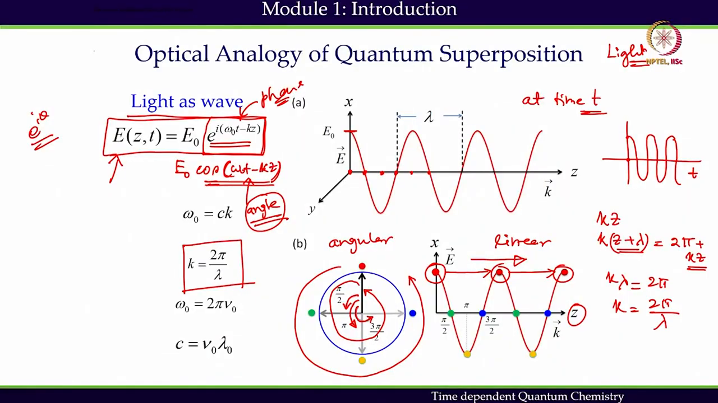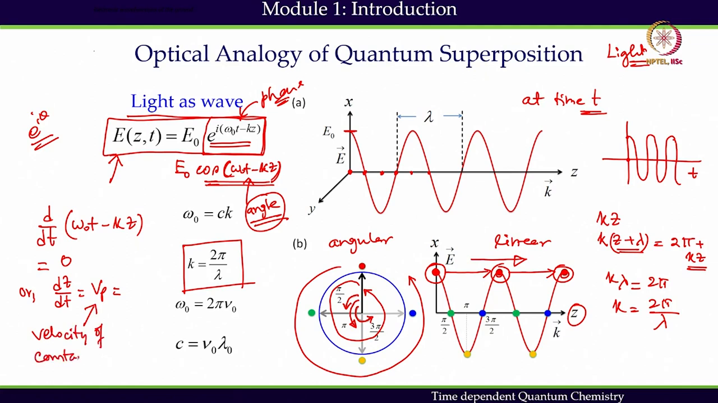In order to find out, we can take the constant phase front. You see, the phase front here is repeating, so it's a constant phase front, and if I take the constant phase front, it means that the time derivative of that phase, the total phase being omega naught t minus kz, is going to be 0. In other words, dz/dt, that is the velocity, called phase velocity, the velocity of the constant phase front, that is Vp, equals nothing but omega naught by k. So this is the way we define the velocity.